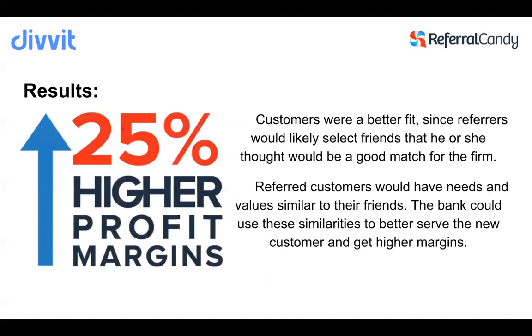These referred customers ended up having 25% higher profit margins for the bank than traditional ones. And the reason is that customers who were recommending the bank to their friends and family were not making recommendations just to everyone they knew. They were actually picking their friends and their family and their coworkers who matched their profile. In this case, that matched their financial situation and financial needs, because they thought they would be a good fit for the bank.